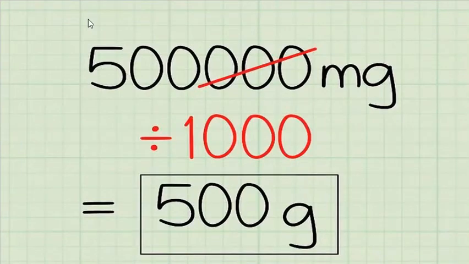Then let's see how to convert milligrams into grams. Divide the number of milligrams by 1000 to find the number of grams. Keep in mind that there are 1000 milligrams in every gram. For instance, if you have 500,000 milligrams, divide 500,000 by 1000, which equals 500. 500,000 milligrams divided by 1000, the answer is 500 grams. Therefore, 500,000 milligrams is equal to 500 grams.